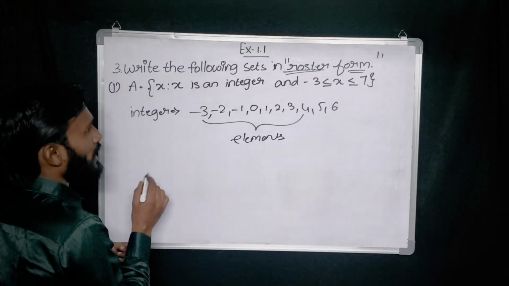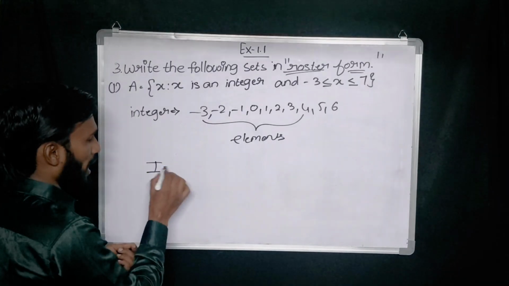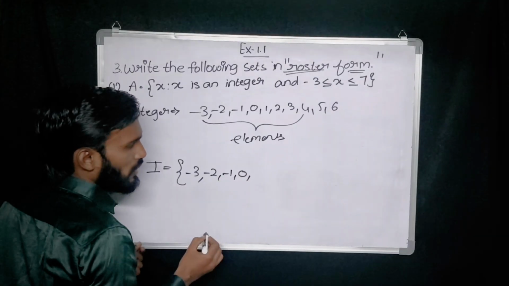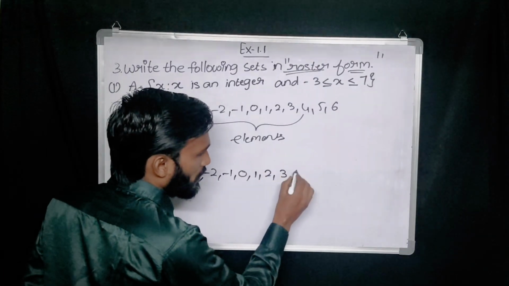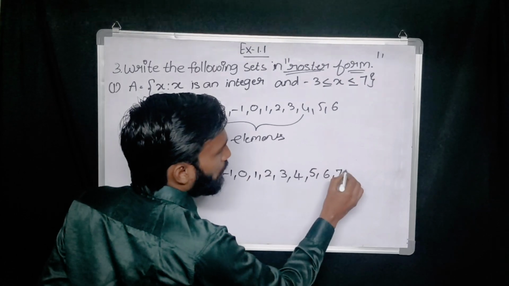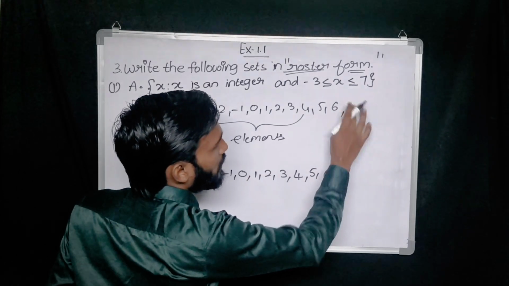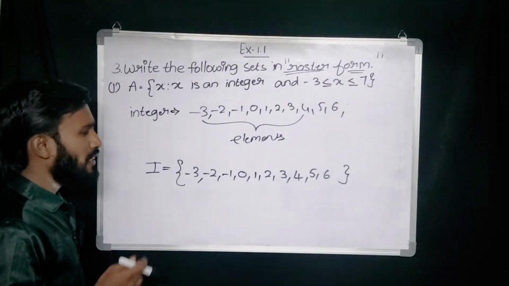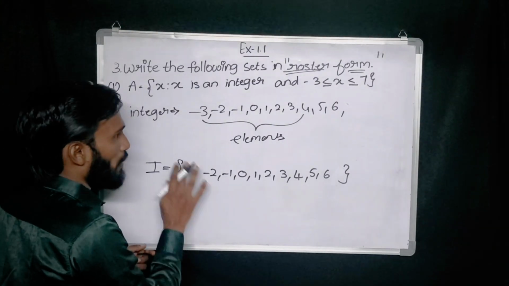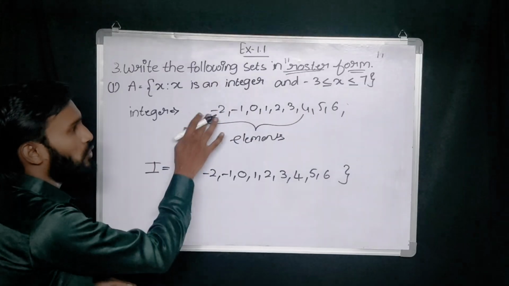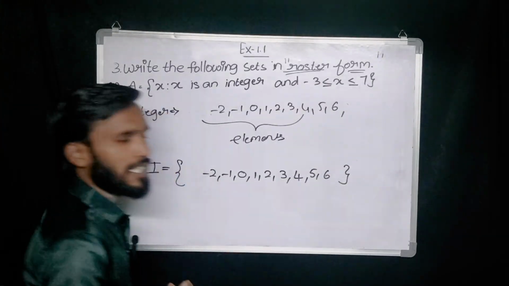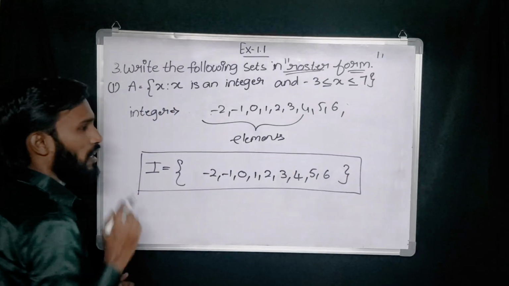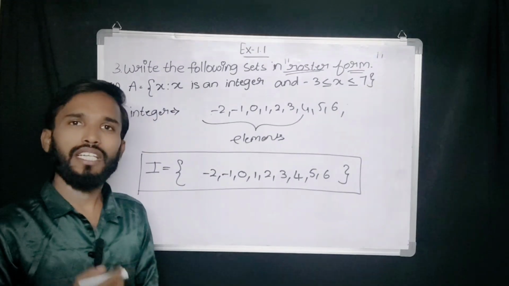So here our set is of integers. Take the set as minus 3, minus 2, minus 1, 0, 1, 2, 3, 4, 5, and 6, up to 6 only. Why? Because x is less than 7. So this is the roster form of the given set.